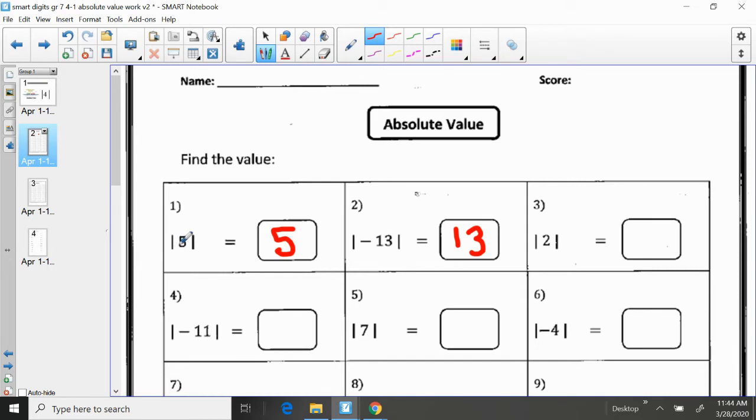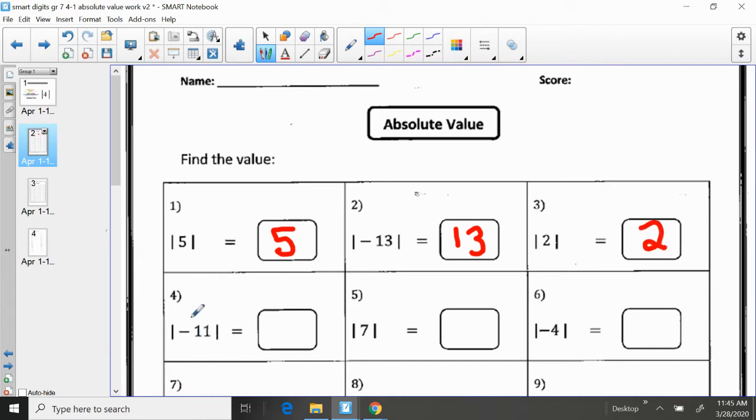So whether absolute value has a positive or a negative number inside, it's always going to give you a positive answer. So absolute value of 5 is 5. Absolute value of negative 13 is 13. Absolute value of 2 is, I heard someone say 2, and they were correct. Good job. Now we move on.